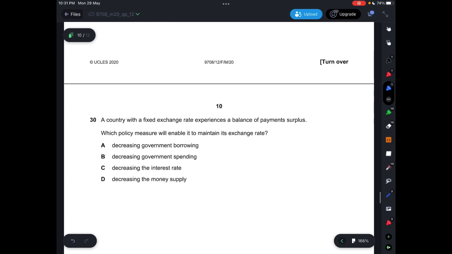Question 30. A country with a fixed exchange rate experiences a balance of payments surplus, and which policy measure will enable it to maintain its exchange rate? There's a surplus, which means your inflow is more than your outflow. So we have to increase expenditure, decrease interest rates, increase money supply, or decrease taxes. A says decreasing government borrowing, and B says decreasing government spending, both of which will result in more surplus. C, decreasing interest rate, is correct. And D says decreasing money supply, which will result in more balance of payments surplus. So the answer is C.